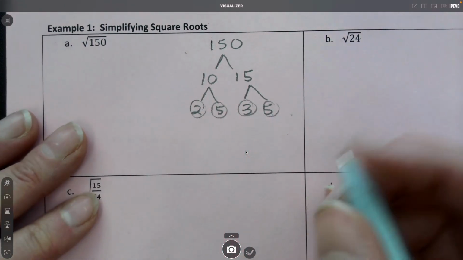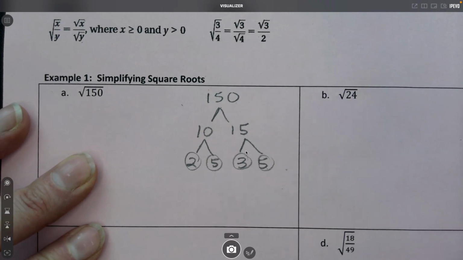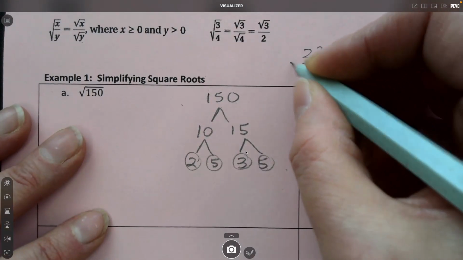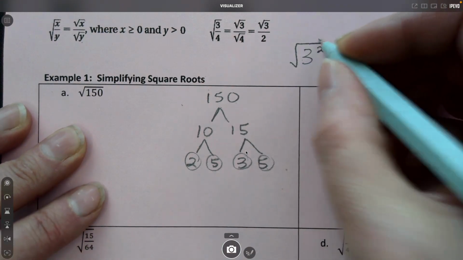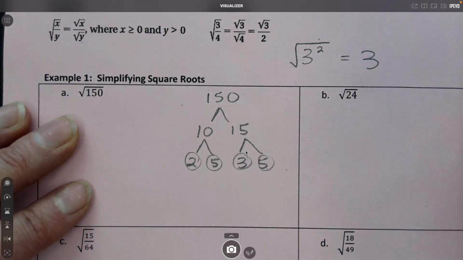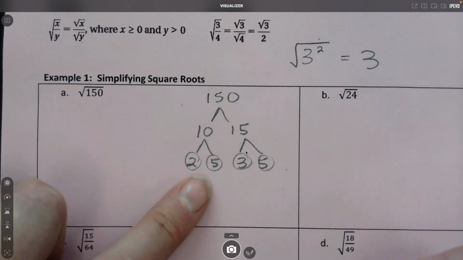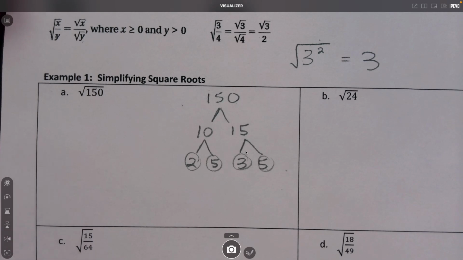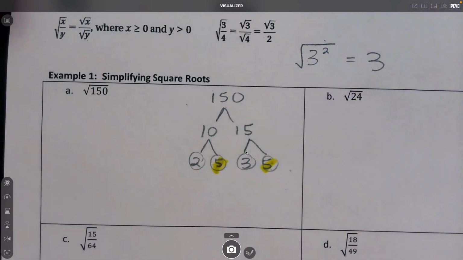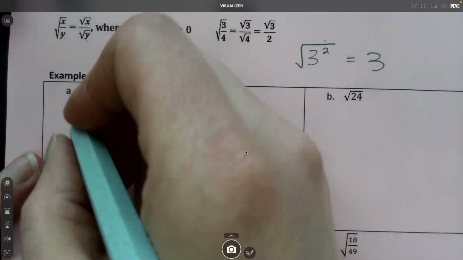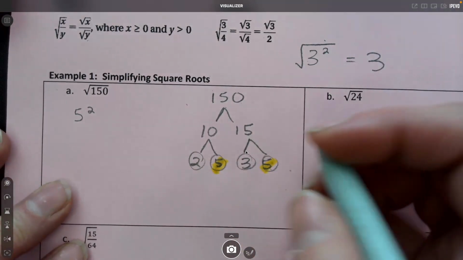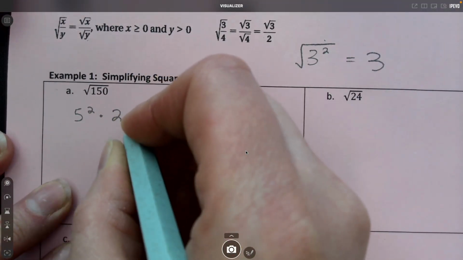So if you remember from what we did yesterday, anytime we have a square, like say I have a 3 squared, and then I take a square root, the square and the root are inverses, and we would just get a 3. So what I'm looking for is two numbers that are the same. I have a 5 here, and I have another 5 over here. Because there's two factors of 5, I can write 5 squared, and then we still have a 2 and a 3. So I'm going to write times 2 times 3.